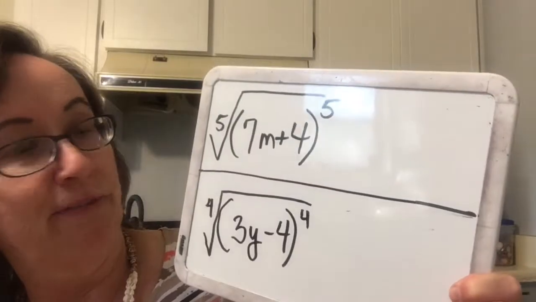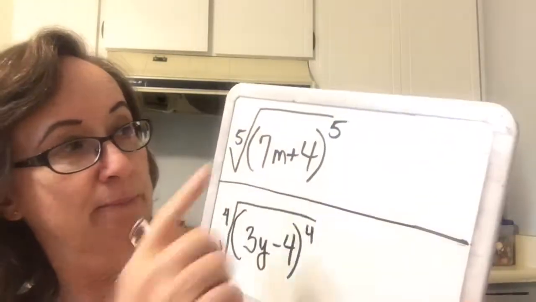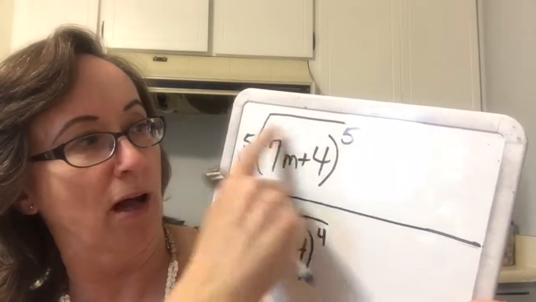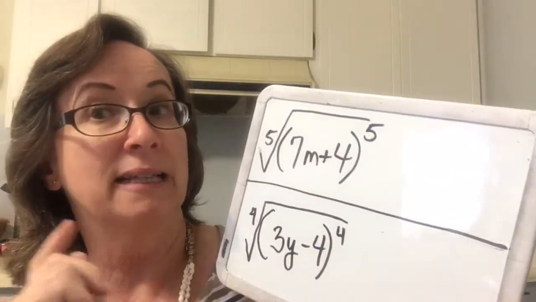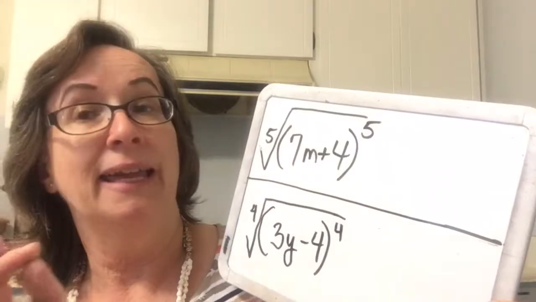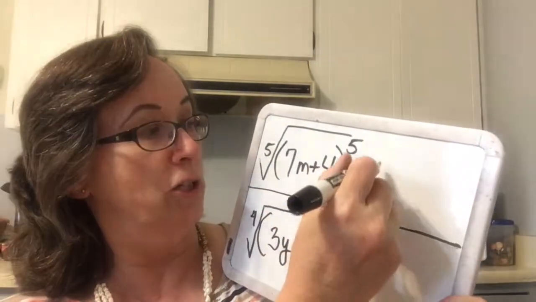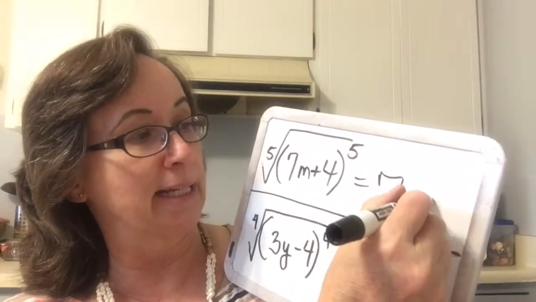So now we have the 5th root of the 5th power here. So we've got 5th root of 7m plus 4, all raised to the 5th power. Since 5 is odd, it will not change whatever the original sign was, so the original sign will remain intact.